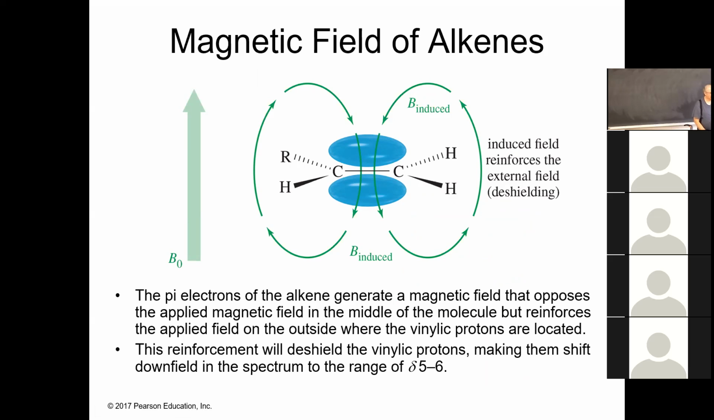That's a similar situation with alkenes. Here's the nodal plane. The hydrogens are in a de-shielded region. Pi electrons generate a magnetic field that opposes the magnetic field in the middle of the molecule.